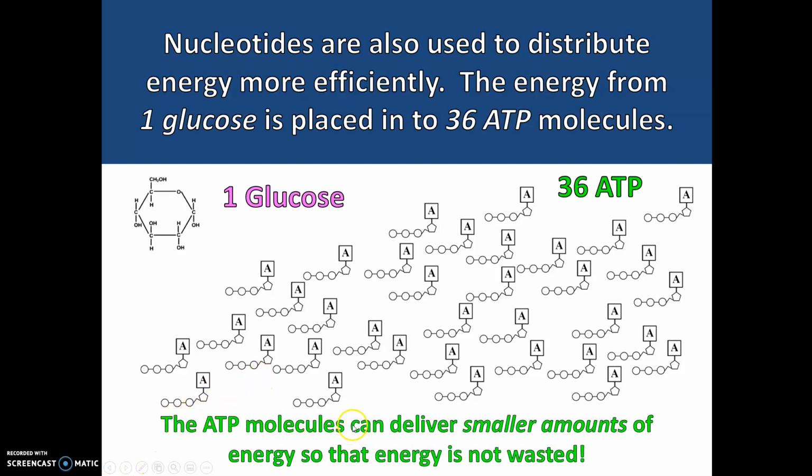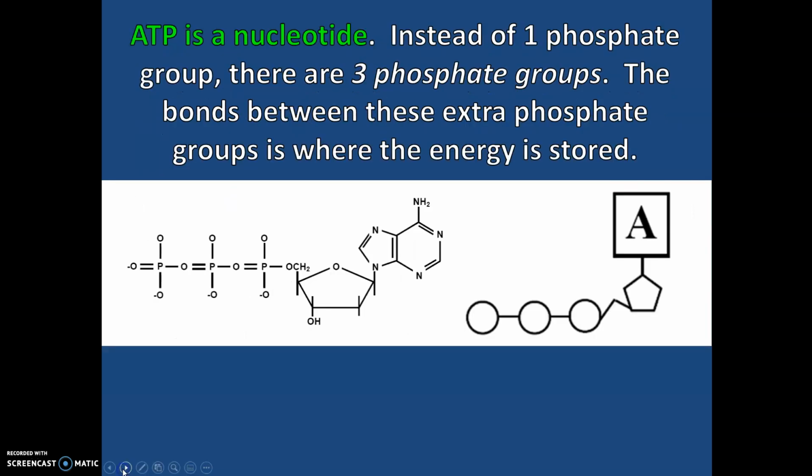So the ATP molecule can deliver the smaller amounts of energy that are needed so the energy is not wasted. If we were to get our energy directly from glucose, it'd be way too much energy for any function of the cell, and the energy from those bonds would be wasted as soon as we would go through them. You would need to be constantly eating in order for your cells to have enough energy.